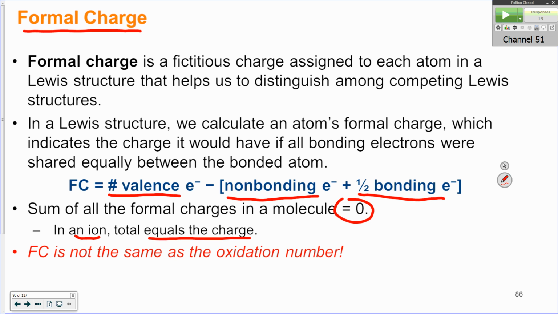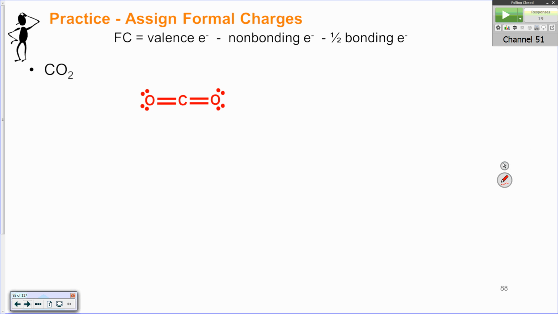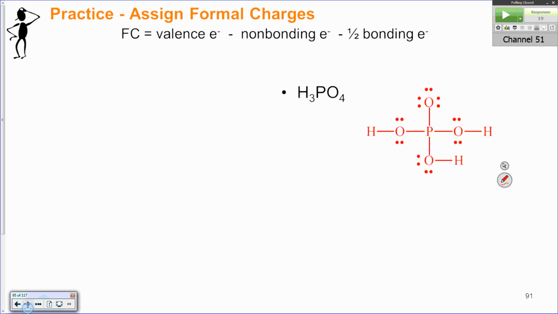What we want to do is try to get things to have a formal charge of 0. That's most stable. And if they are not 0, we're going to put the most negative formal charge on the most electronegative atom. So we went over these already.